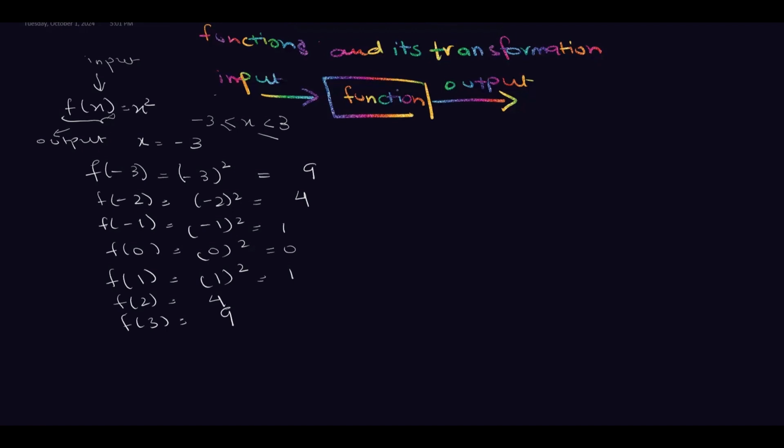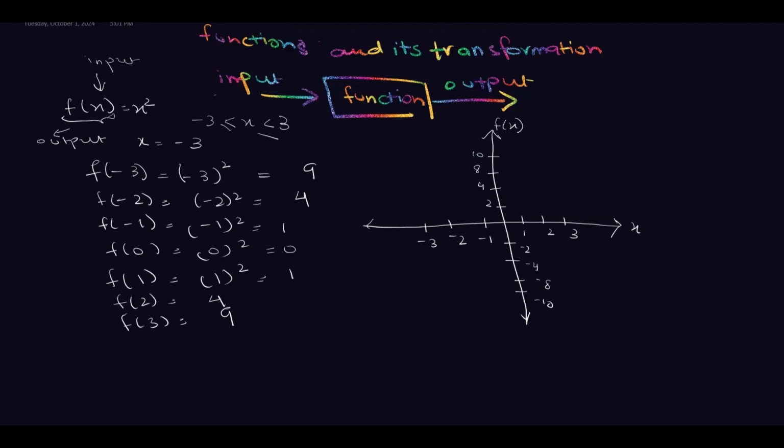Okay, now let's try to plot this function here. Let's try to plot f(x) over here. So at -3, this is our x-axis, and this is our y-axis, which is the output of the function. So when x was -3, the output was 9, so somewhere here. And when x was -2, we can see that the output was 4. So when it was -2, the output was 4.